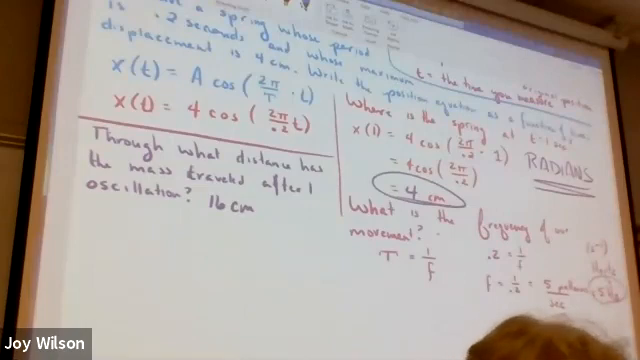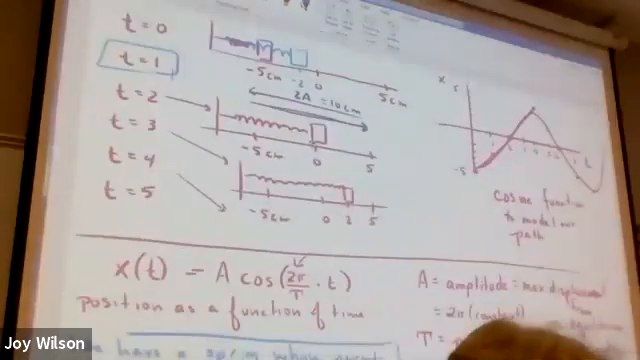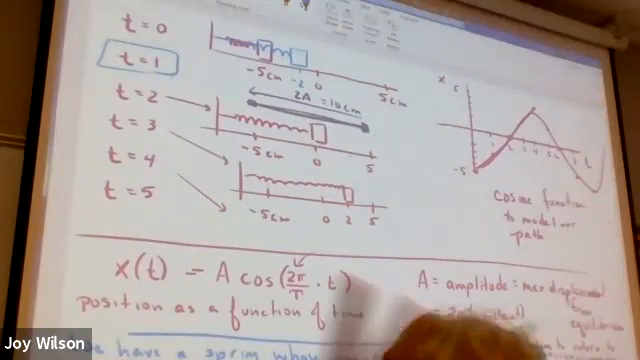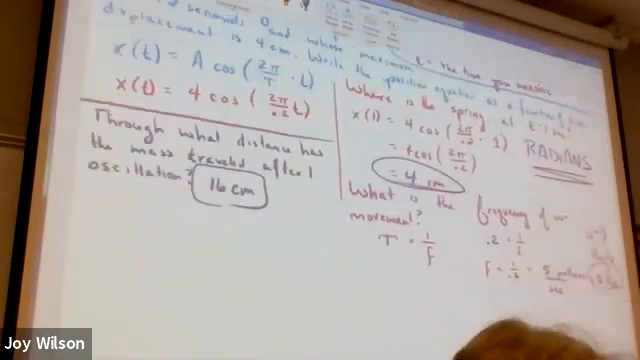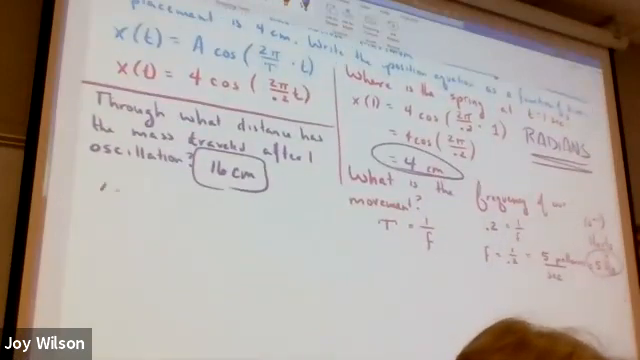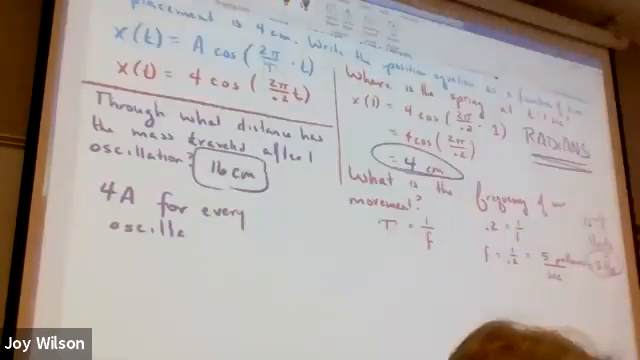All righty. And 16 centimeters, why is it 16 and not 8? Because you have to go from where you start all the way to the other amplitude, which is really 2 amplitudes on the way out and 2 amplitudes on the way in. So you travel through a distance of 4 amplitudes for every oscillation. Okay.